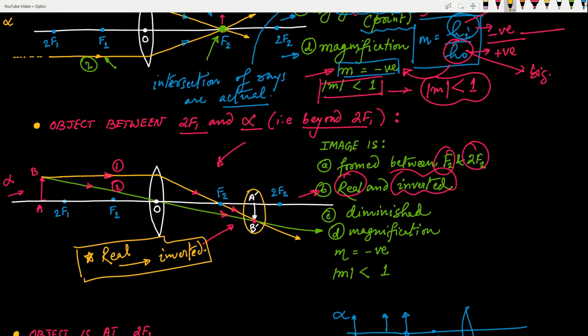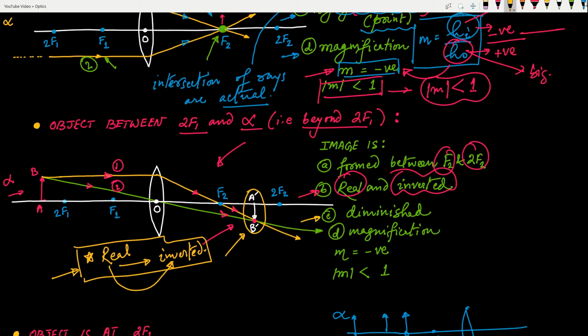But in the earlier case, we could easily say that the image was real because the image was produced due to actual intersection of rays. Here also we can see that the image is produced due to actual intersection of rays and the image is real. Since the image is real, it should be inverted, isn't it? In the earlier case also we can say that since the image was real and it was a point object, even though we are unable to understand whether it is inverted or not, clearly since the image is real, it should be inverted. I hope the concept is now clear. So you need to remember this point.